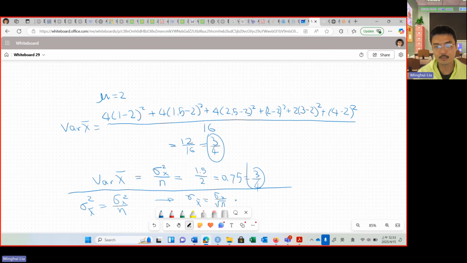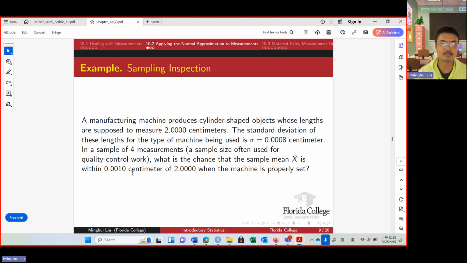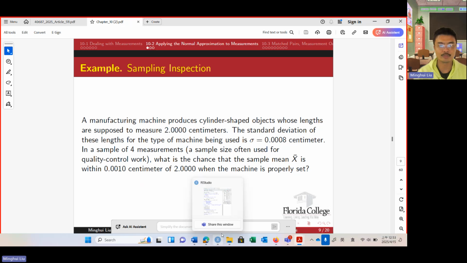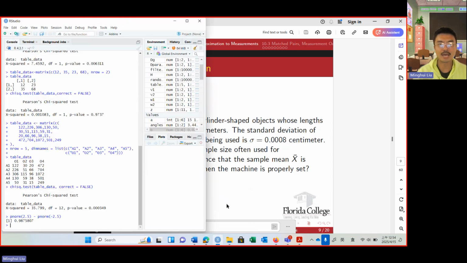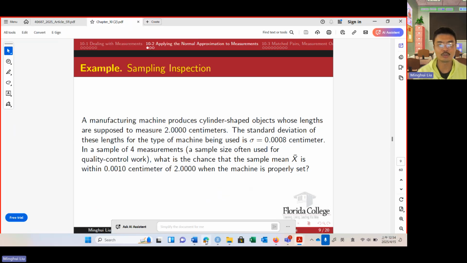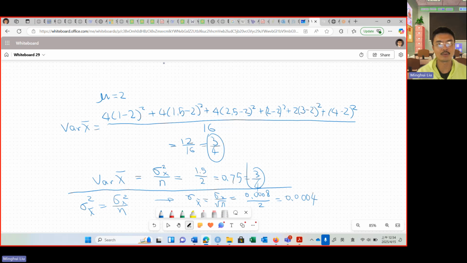In this case, n is 4, so you can get the standard deviation, which is 0.0008 divided by 2. So this will give you 0.0004. All right, so this is the sigma x bar. Now, what is the chance that the sample mean is within 0.0010? So now the question we want to ask is how many standard deviations away is this? So we'll do the calculation here.